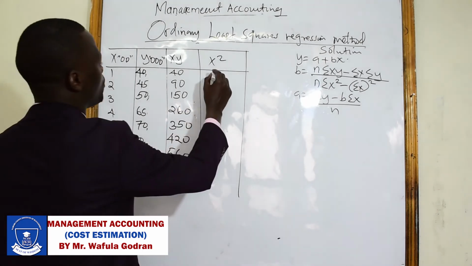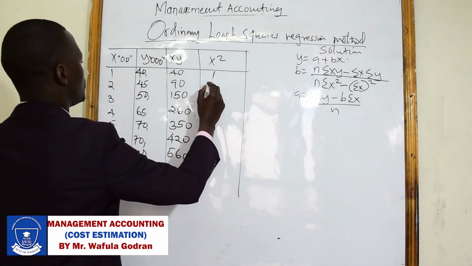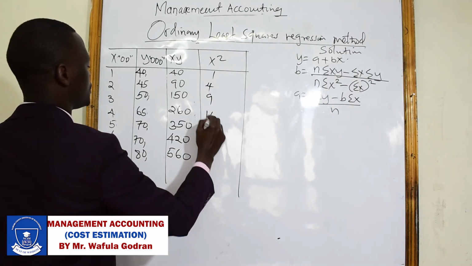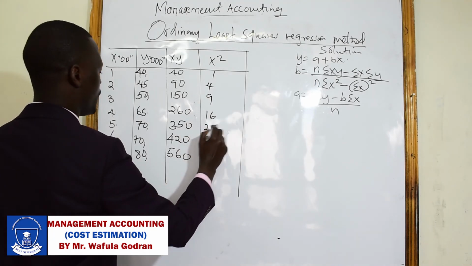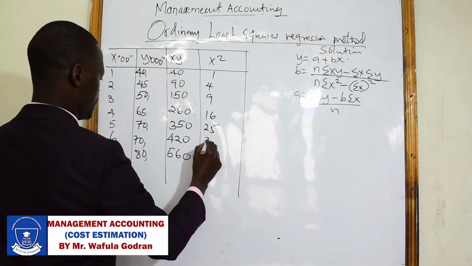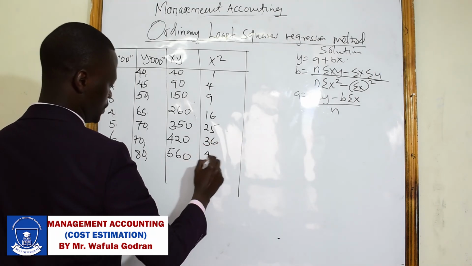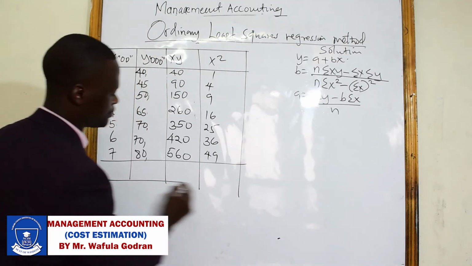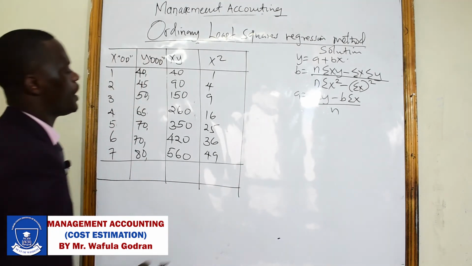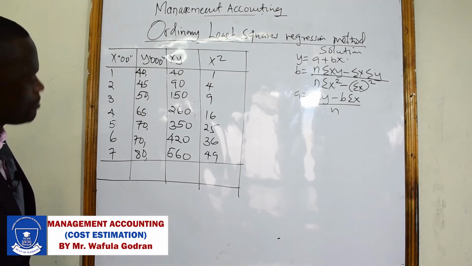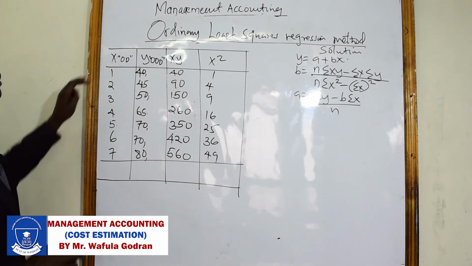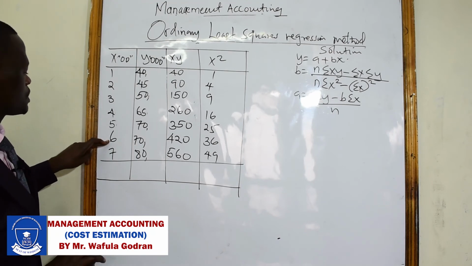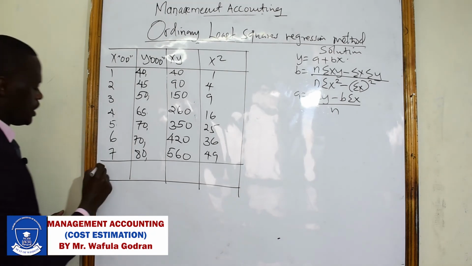X squared will be 1, 4, 9, 16, 25, 36, and 49. So let's get the summation. Summation of x will be 3, 6, 10, 15, 21, and 28.